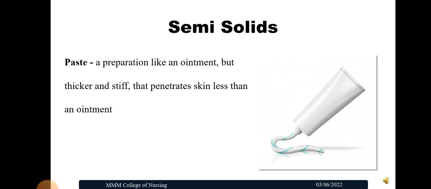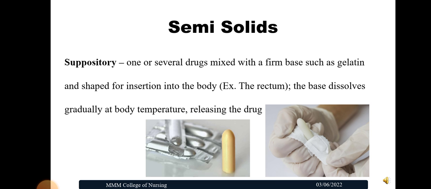Paste is a preparation like an ointment but thicker and stiffer that penetrates skin less than an ointment. Suppository. It is a semi-solid preparation in which one or several drugs are mixed with a firm base such as gelatin and shaped for insertion into the body, especially into the rectum. The base dissolves gradually at body temperature, releasing the medication.